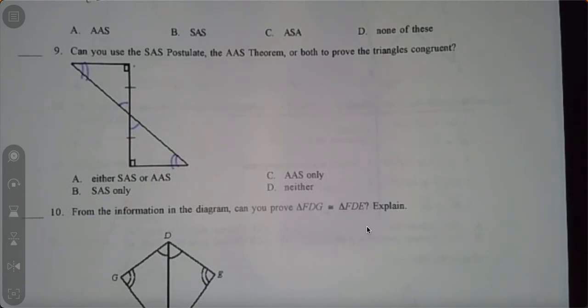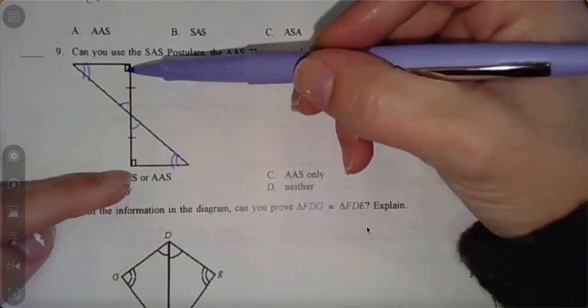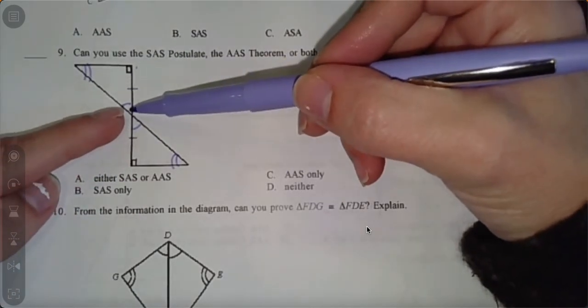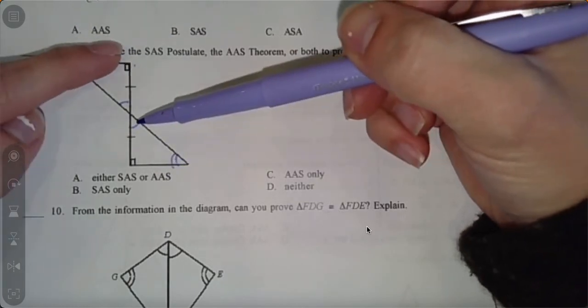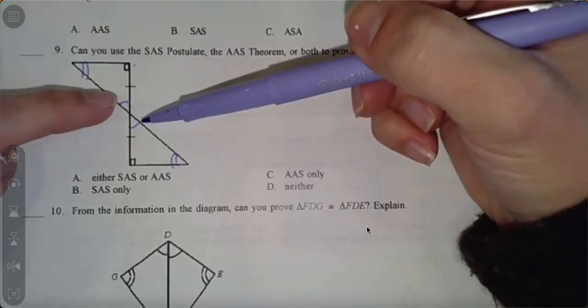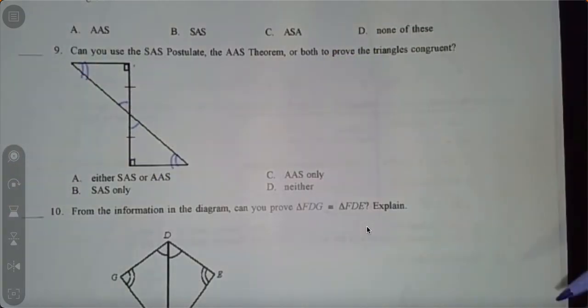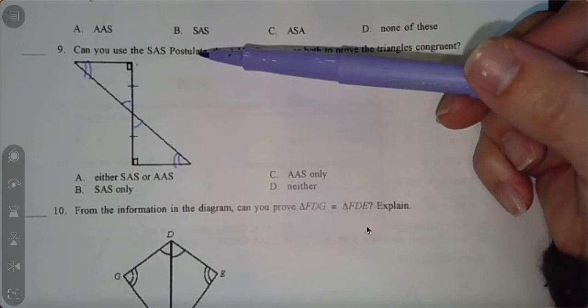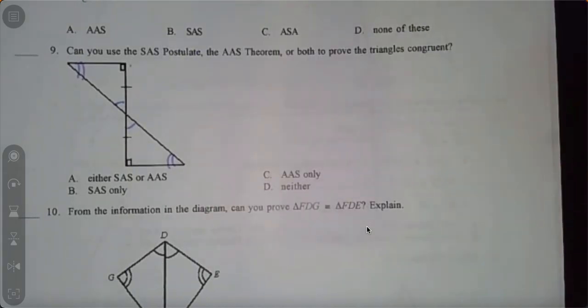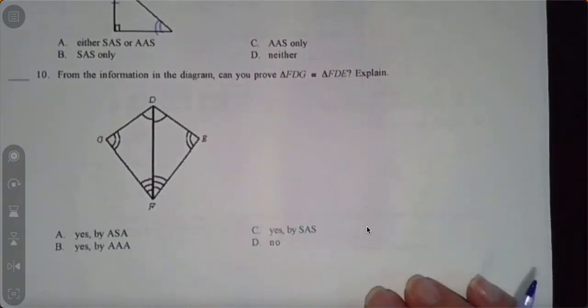Now, what all information do I know? I know angle, side, angle. I know angle, side. And I don't have another side, do I? So it has to be, what did y'all say? C. It has to be C. Number 9. Just make sure you check for all the information because sometimes it could be a little bit more. All right, number 10.